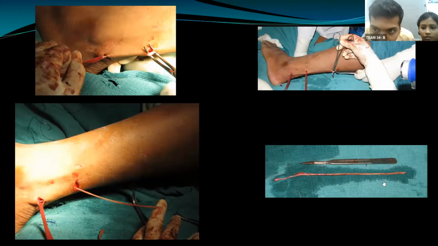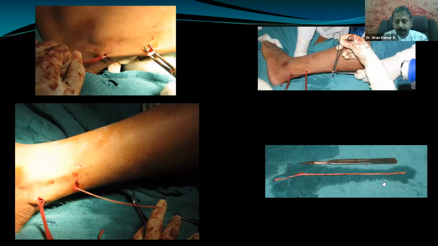So, sural nerve. That is correct. Sural nerve grafting, which is being done. Team 34 got it right. Give them 1,000 marks.